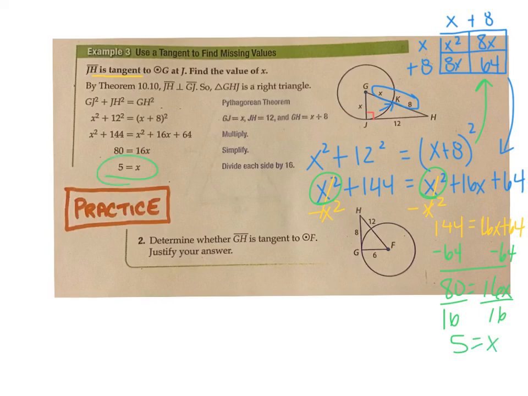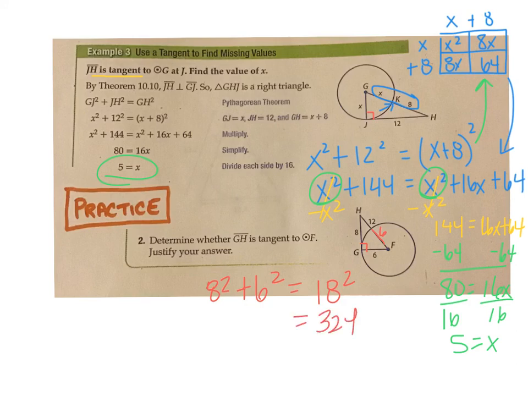Now, here's a practice one. This is determine if GH is tangent. So we don't know whether it is or not, but we do know that our 90-degree angle is here. We do know that they've left off your 6. So you'd have 8 squared plus 6 squared equals 12 plus 6. Whoops, let me just simplify that. 12 plus 6, which would be 18 squared. So 18 squared is 324.